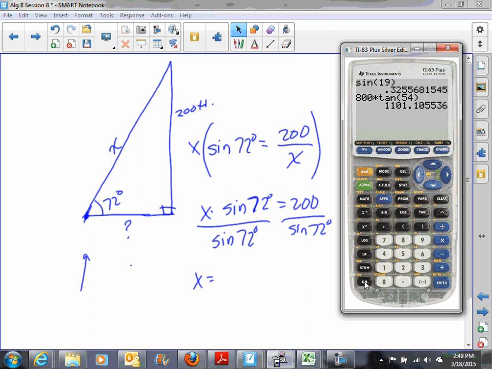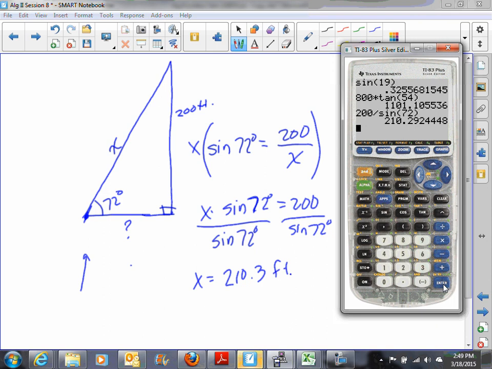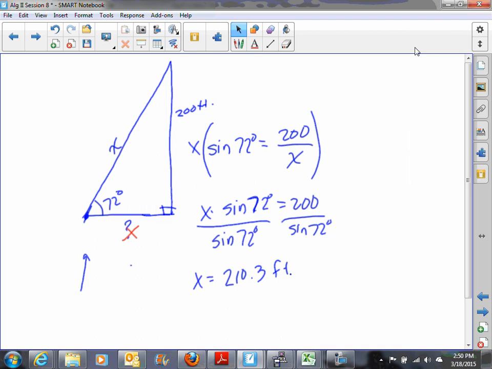Now we can do that on our calculator. 200 divided by sine 72, close paren. And we get 210.3 feet would be how long the cable needed to be. Now, if we wanted to know how far away from the bottom of the antenna we need to anchor the cable, we can use trig to find that one as well.